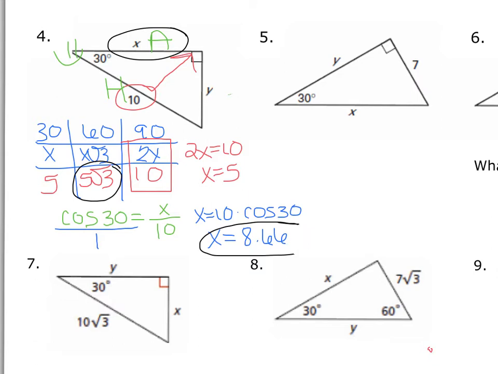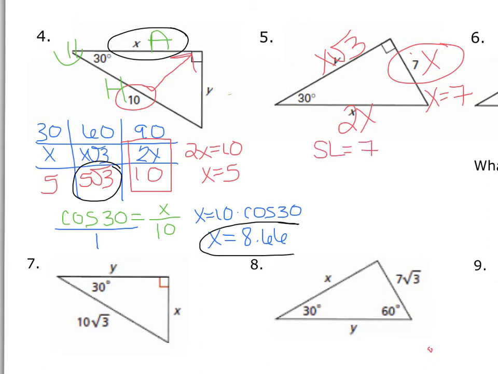Okay. We need to do number 5. Here we go. So across from the 30 degrees is always x. Across from the 90 is 2x, and across from the 60 is x square roots of 3. So here we go. They gave us this, so that means x is 7. So basically here, my short leg is 7. My long leg then will be 7 times the square root of 3, and my hypotenuse is double the short leg, and you're done.